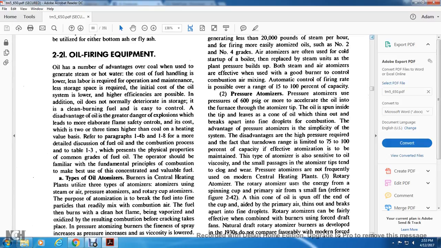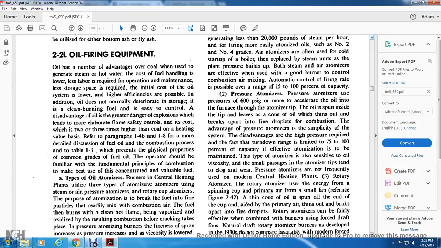Pressure atomizer. A pressure atomizer uses a pressure of 600 psi or more to force oil into the furnace through the atomizer tip. The oil spun inside the tip leaves a cone of oil that, within a thin distance, breaks up into fine droplets for combustion. The advantage of the pressure atomizer is that it is the simplest system. The disadvantage is the high pressure required, and the turndown range of only 75 to 100% of capacity for effective atomization. The small passages of the atomizer tip are costly and often clog, so pressure atomizers are not frequently used.